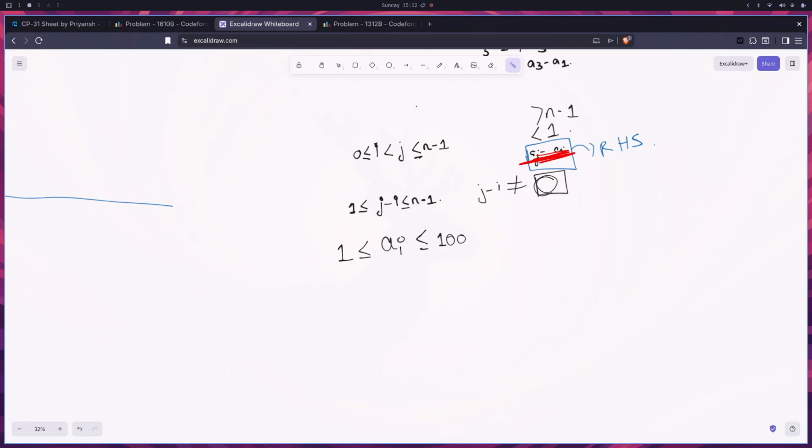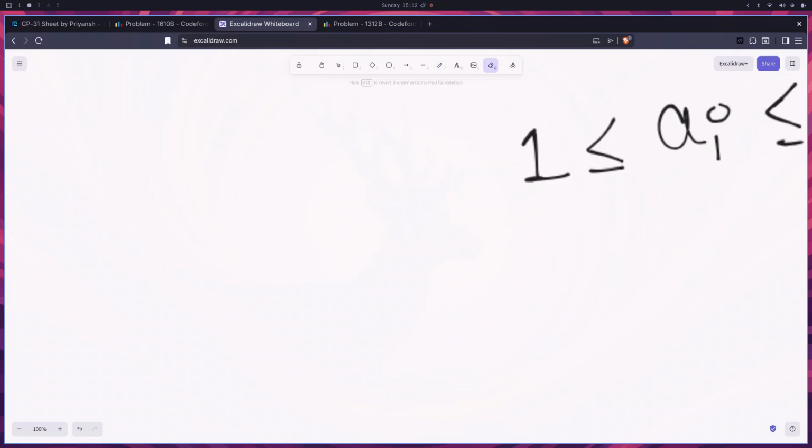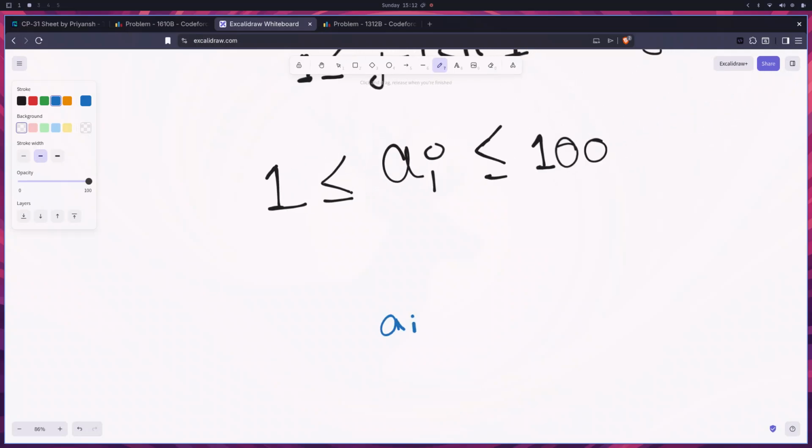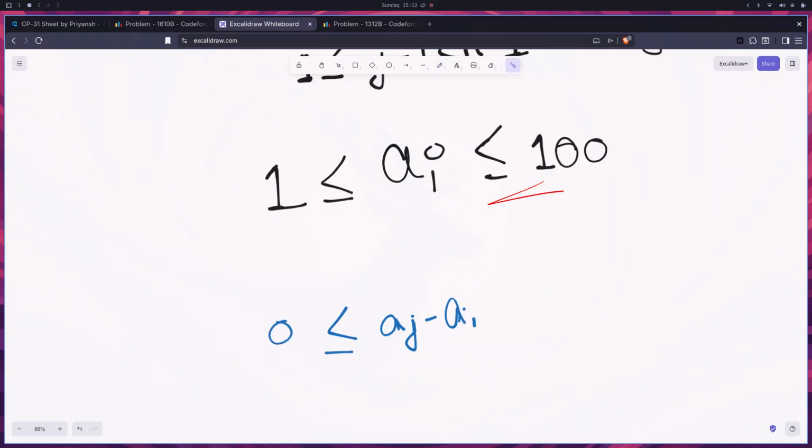So the difference of the two numbers will lie from 0 till 99, right? Let me write it clearly. The difference of two numbers, a of j minus a of i, will lie from 0, because the numbers themselves can be the same, that will be the minimum case, and the other case will be when one of the numbers is 100 and the other number is 1. So the difference at that time will be maximum, which is equal to 99. So the differences of numbers lie from 0 to 99.